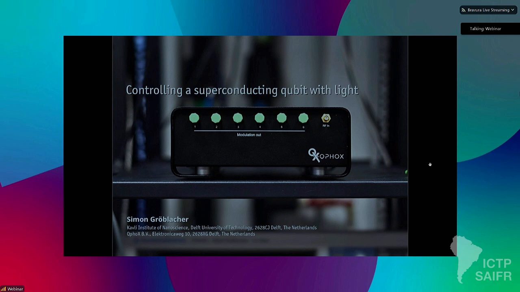Thanks for the invitation. Super happy to be here. Let me dive right into this. Essentially, this is a collaborative effort between multiple companies, but also between my group and a company in Delft, QphoX. Essentially, it's about controlling and reading out the states of superconducting qubits with light.